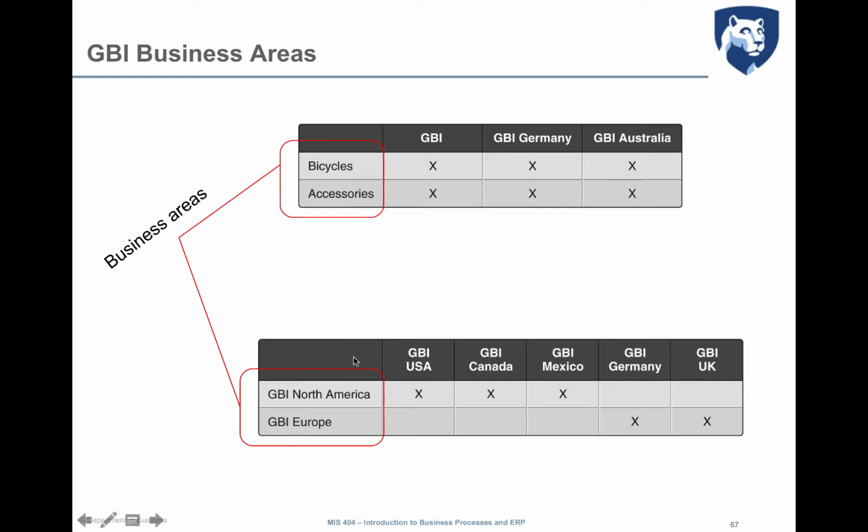In the lower part of the figure, instead, the business areas are defined in terms of the geographical location of the individual companies, say North America and Europe. Those financial statements will be generated for all the companies which operate in North America and/or in Europe. In this case, US, Canada, Mexico, Germany, and UK. In both cases, by aggregating the financial statements, of course, we need to obtain the global financial statement of the GBI enterprise.